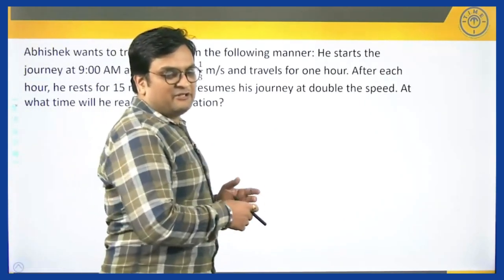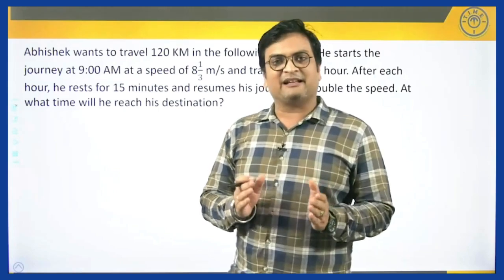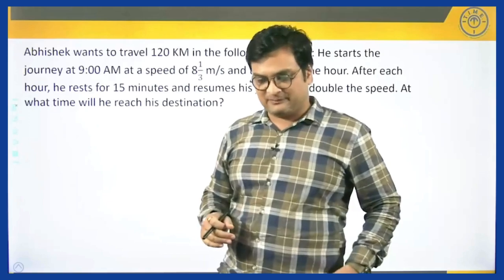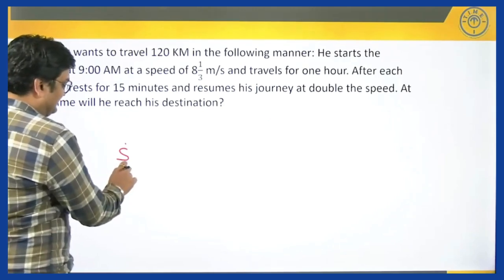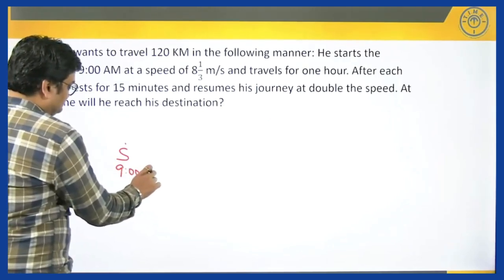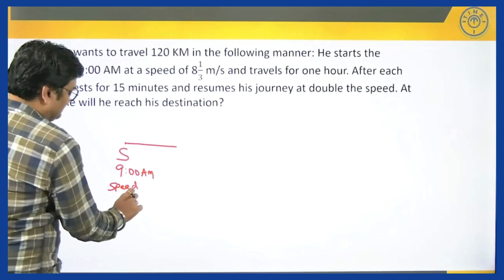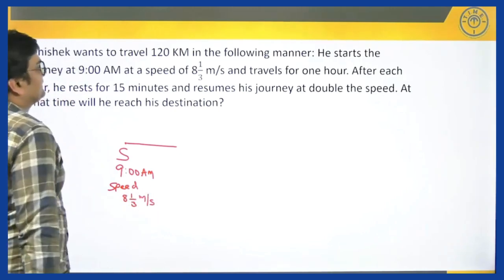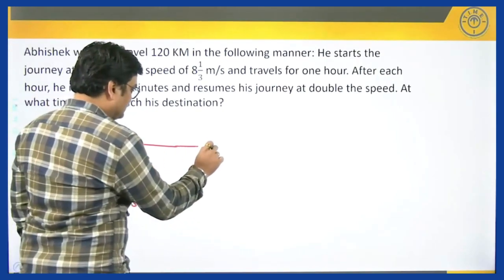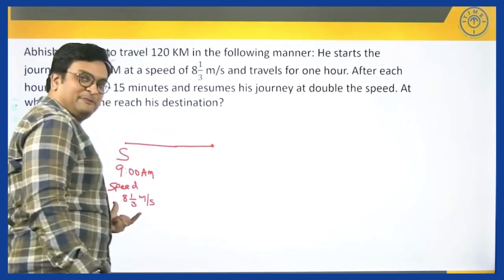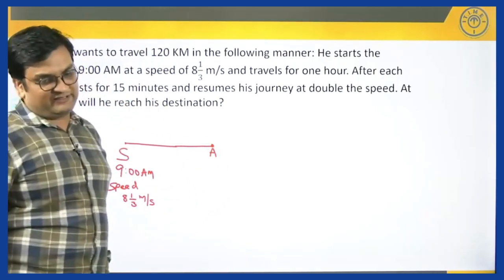If you read the question, it says Abhishek wants to travel 120 kilometers in the following manner. He starts the journey at 9 AM at a speed of 8 1 by 3 meters per second. Let's say Abhishek is starting at this point, S, at 9 AM. When he started, his speed was 8 1 by 3 meters per second, and he travels for 1 hour. Please note that the time given is in hours, so my speed cannot be meters per second, as we discussed. Let's say this is the first point where he reaches after 1 hour.